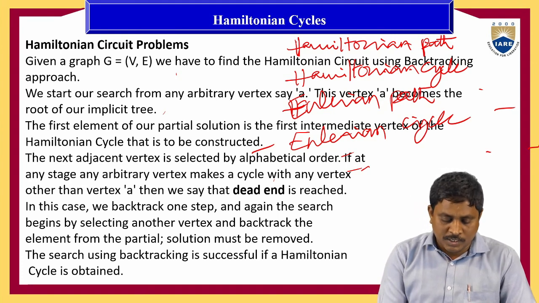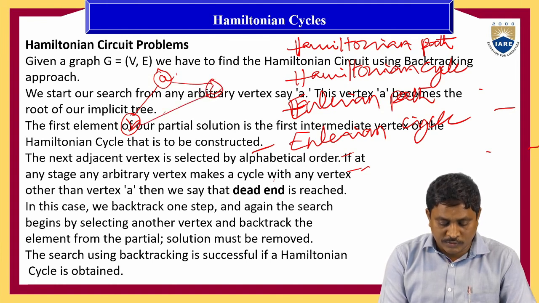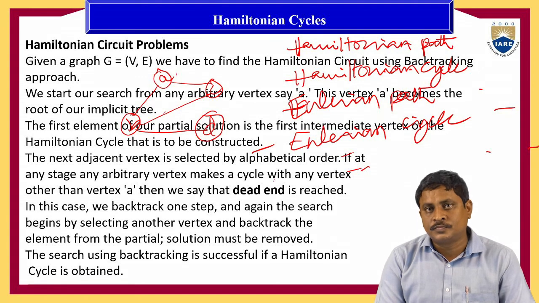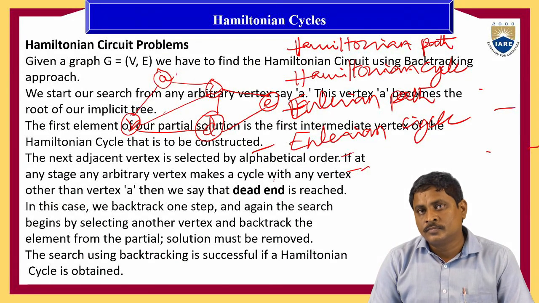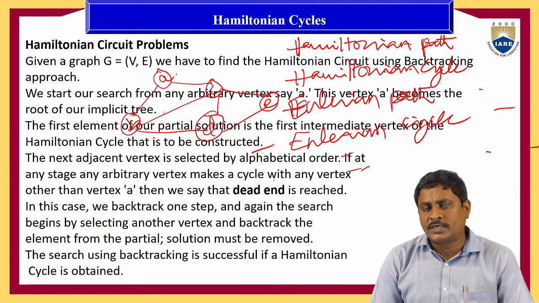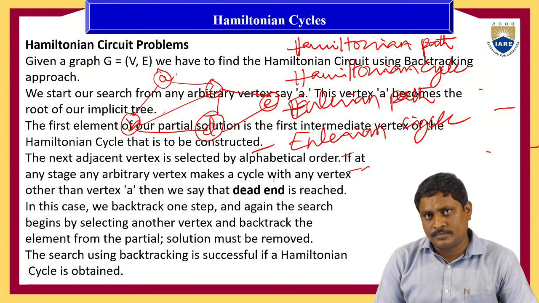Hamiltonian path. Here we take one graph with vertices A, B, C, D, E: A to B is connected, A to C, B to C, similarly B to D, C to D, C to E, D to E. A Hamiltonian path means in any tour we start at any vertex and traverse through all the vertices, visiting each vertex only once. That is called a Hamiltonian path.